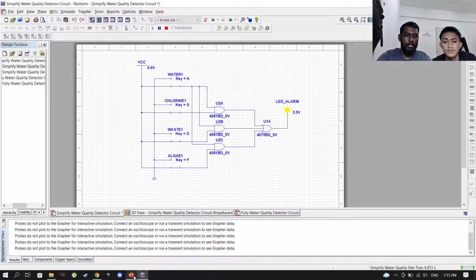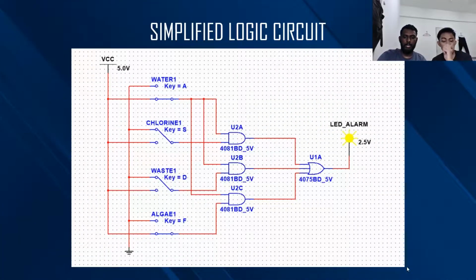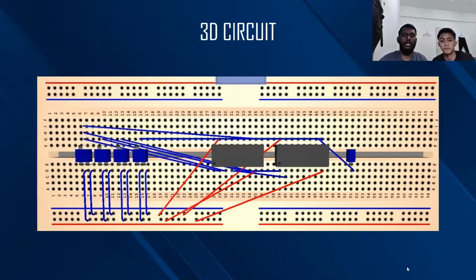So now we proceed to the next slide, 3D circuit. We used Multisim to build this 3D circuit. As you can see, it consists of 4 switches, 2 ICs, one for the AND gate and one for the OR gate, and lastly an LED. So now we will pass on to our team members to finish off the slide. Thank you.